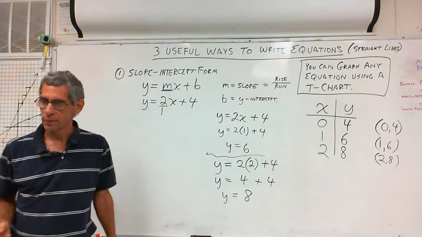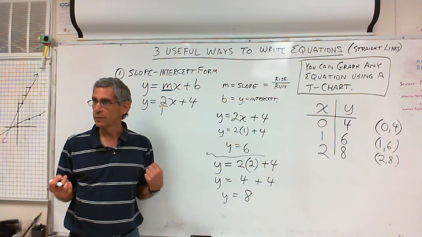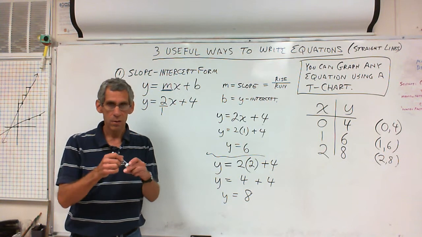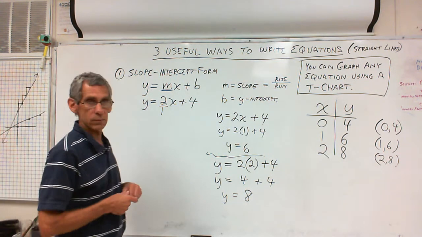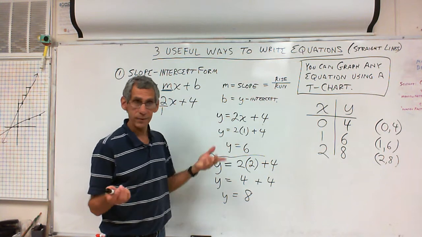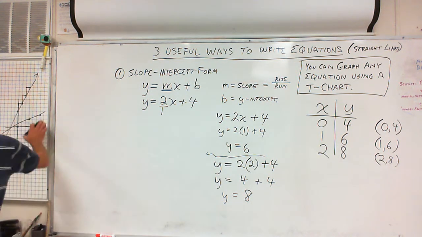All right? All you need is 3 points and you can graph a line. And then your slope would be 2 over 1. Yeah, exactly. Good. You're right. Exactly.